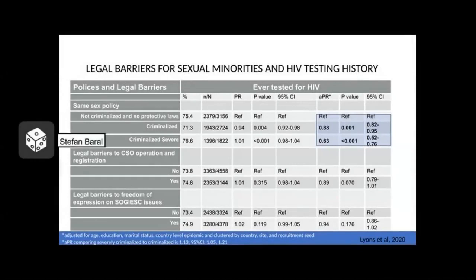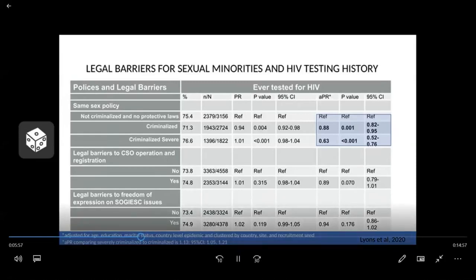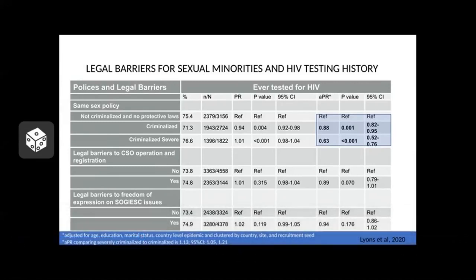We also looked at legal barriers for sexual minorities and HIV testing history, because we recognize that so much of what we do is really status dependent, and the importance of testing is fundamental. What we see is that in criminalized settings, people are about 12% less likely, significantly so, to report ever having been tested for HIV. That was especially the case in severely criminalized settings, where it goes down to 40% less likely to have been tested for HIV. We also saw less testing in places where there were legal barriers to CSO operation. We did not see that relationship as significant, although it trended that way. I will note, it's not p-hacking, it just trended that way. We did not see that relationship, again, in terms of freedom of expression. And again, these are adjusted analyses.